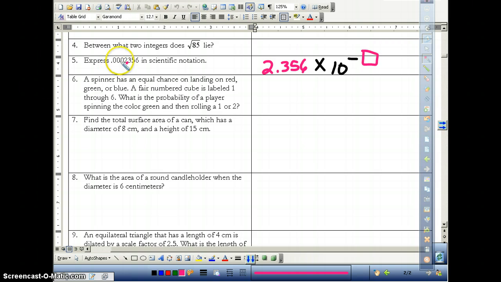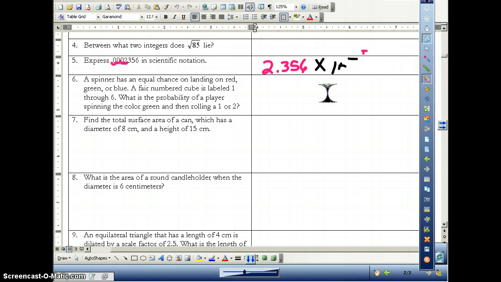And then the exponent is how far you move the decimal point. 1, 2, 3, 4. Be careful here. This is where people make the mistakes. 1, 2, 3, 4. All right? That was a freebie for watching my video.